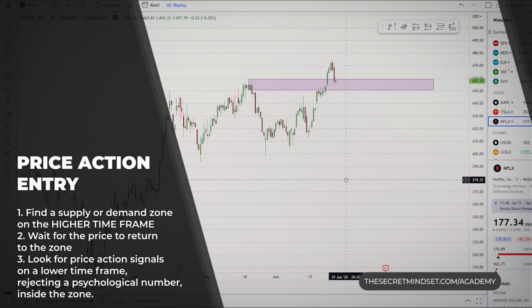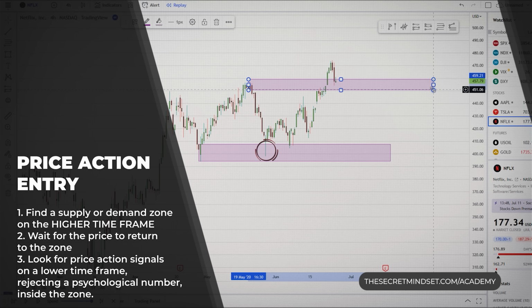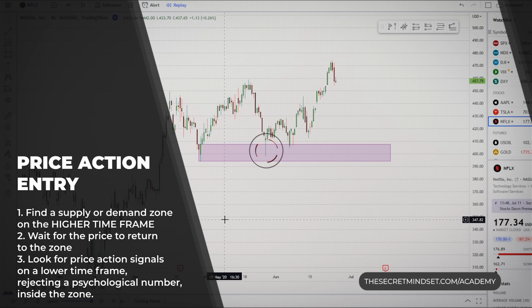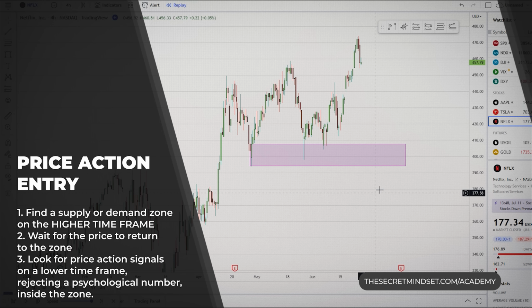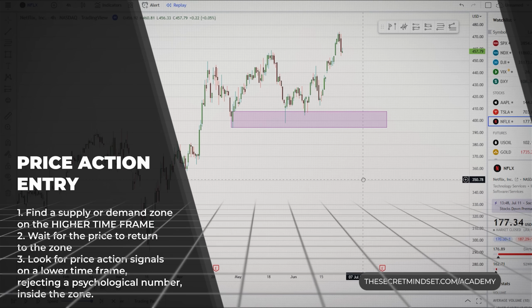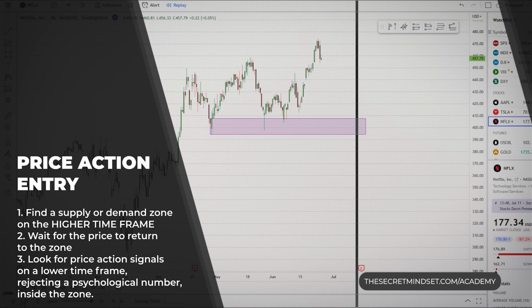With a price action entry, however, things are different. It's better to find a supply or demand zone on the higher time frame, wait for price to come to this level, and see any acceptance or rejection from this zone on a lower time frame. You look for any reversal price action signal on the lower time frame, rejecting the psychological number inside the zone. And yes, you'll have a delayed entry, sometimes not even inside the zone, but in the long run, price action confirmation will save you from many losing trades.